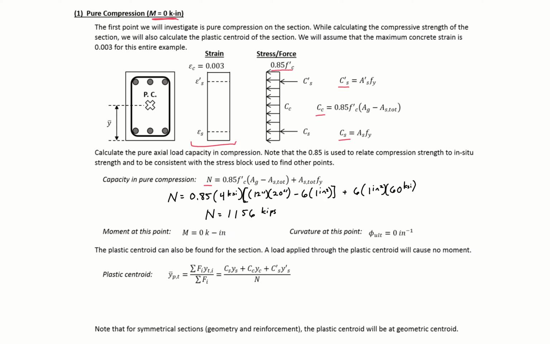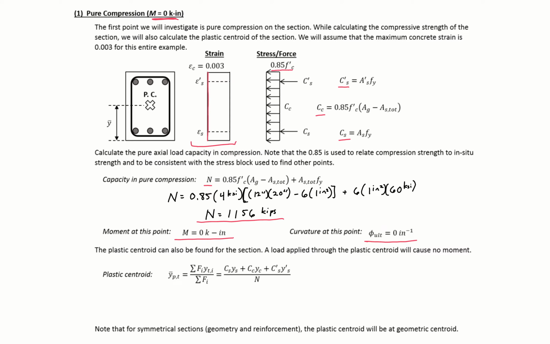So this is our axial load. We know that our moment here is 0. So we have our first point for our moment axial load interaction diagram. We can also see that we have no slope to our strain profile across the depth. So our curvature here is equal to 0. We can also find the plastic centroid of our section.